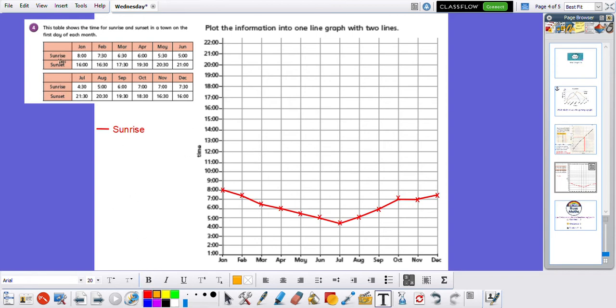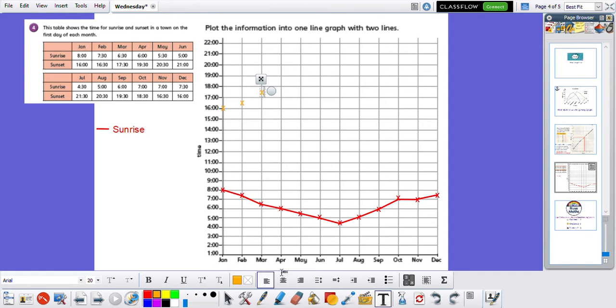So, now I'm going to do sunset. So, in January, the sunset was at 4 p.m. So, that's 1600 hours. So, we've got that there. Then February, I'm going to go along to February and up to 4:30. So, that's between 1600 hours and 1700 hours. Then along to March, and I've got 5:30, so an hour later, on the line in the middle on the y-axis.